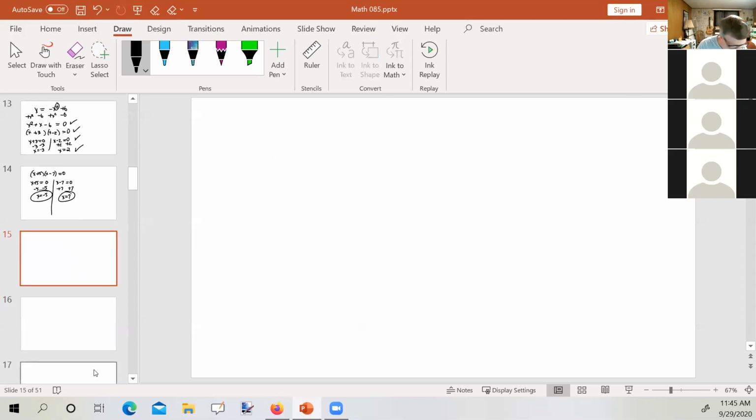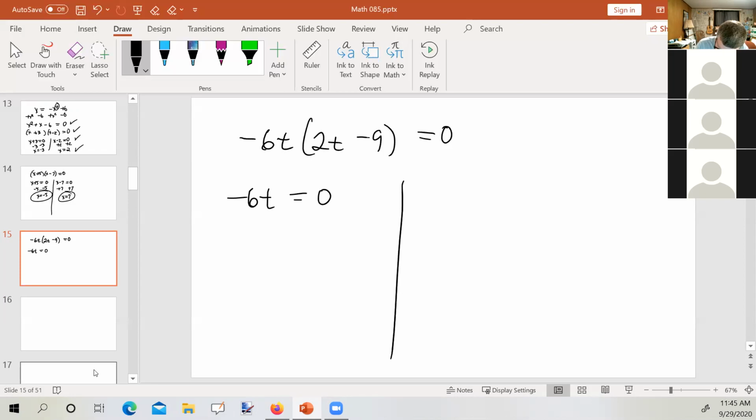Here's another example. Negative 6t times the quantity 2t minus 9 equals 0. Once again, it's set equal to 0, and the left side is already factored completely. So I'm going to take each factor that contains a variable and set it equal to 0. Then I'll go back and solve each first degree equation. So basically we're taking a second degree equation and breaking it apart into two different first degree equations.